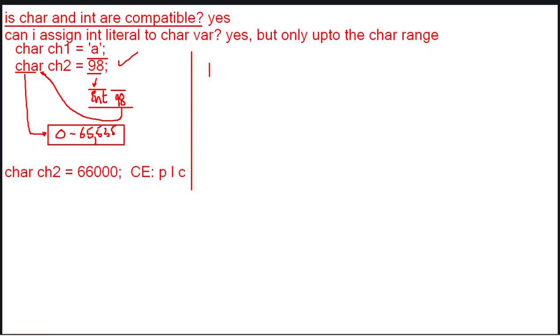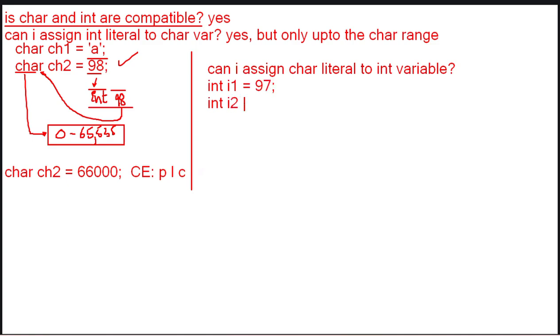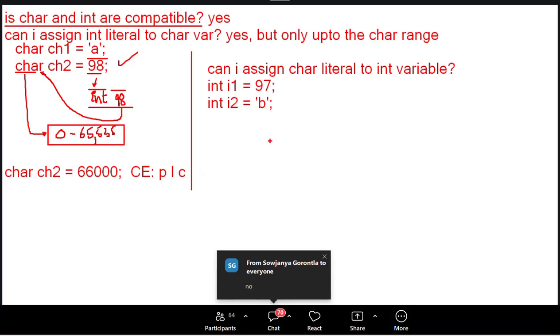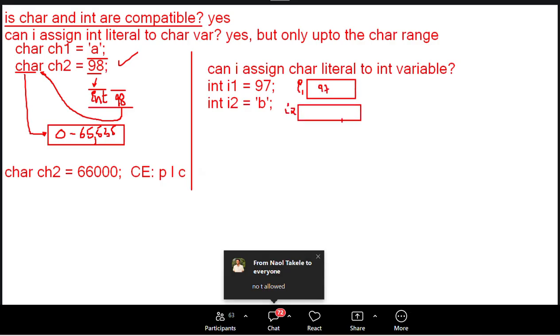Yes. Then now tell me, can I assign a char literal to an int variable? int i1 equal to 97. Can I store? Yes. int i2 equal to char literal single quote b. Allowed or not allowed? Allowed. Here the i1 variable is created. What value is stored inside? 97. The i2 variable is created. What value is stored?